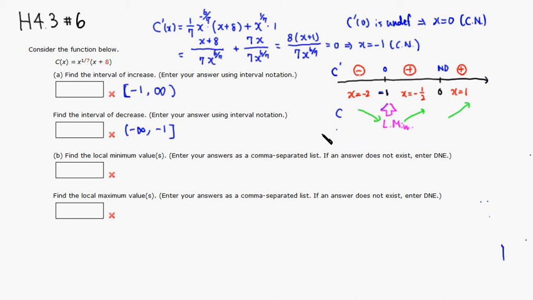So the minimum value would be C of -1. C of -1: -1 to the 1/7 power is negative, -1 plus 8 is 7, so it's -7. And the local maximum value: here's the minimum, and it's going up, and so there's none, so it does not exist.